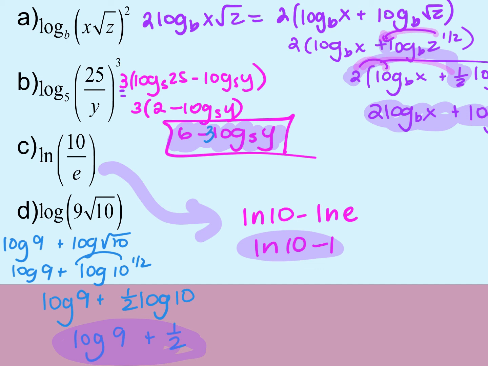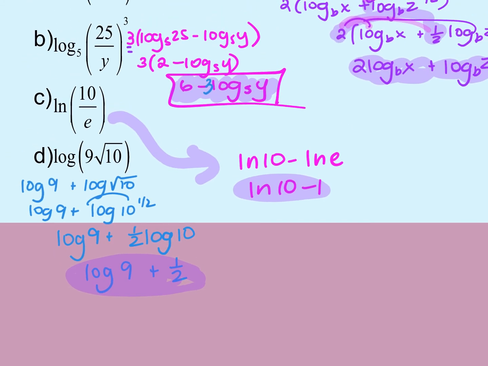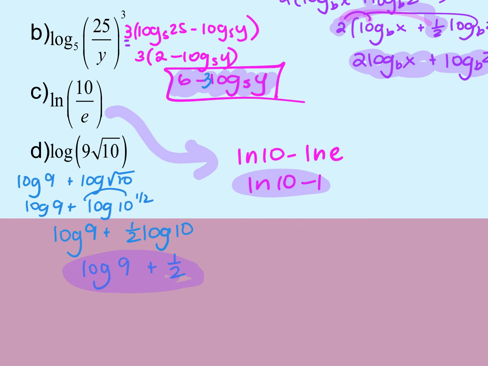For C, split it, ln of 10 minus ln of e, and ln of e is 1, so I just leave it as ln 10 minus 1. Does every single one that you cancel become 1? No, it becomes the exponent. So if there's an exponent on the e other than 1, does that make sense? Yes. Then I keep that exponent. Wait, what was 3? Just ln of 10 minus 1.